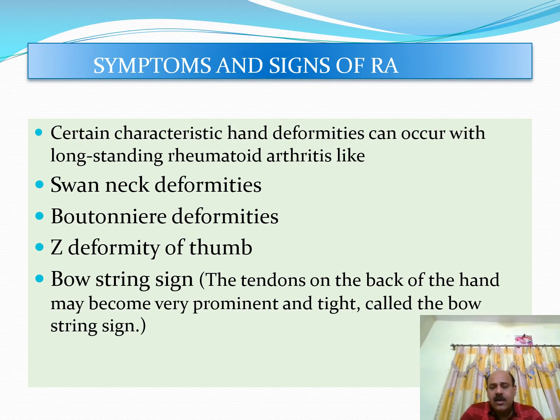So with the passage of time, as the disease becomes chronic, various structural changes do take place in various joints, and these structural changes in the joints result in some specific deformities like swan neck deformity, button-hole deformity, Z deformity of thumb, boutonniere sign is also there sometimes. So these deformities and signs are very specific of RA. We'll discuss all these deformities one by one.